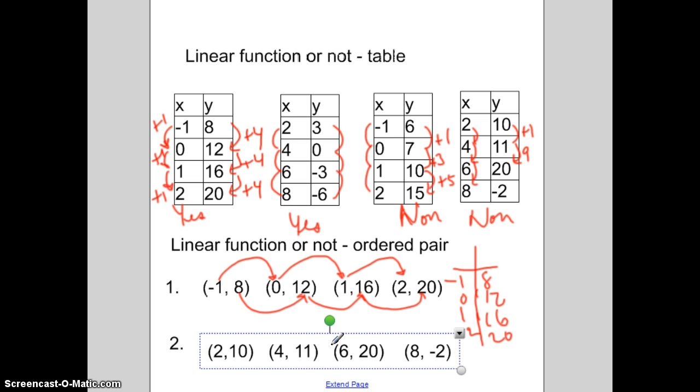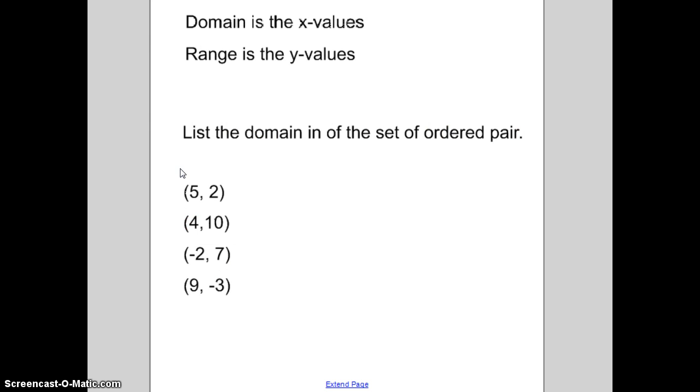Look at this one. These ordered pairs are basically this up here, so it's the same thing. Okay, and so this is going to be non-function by the same reasons. Let's go to the next one.